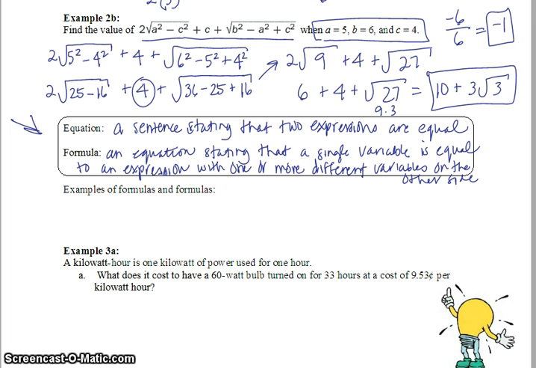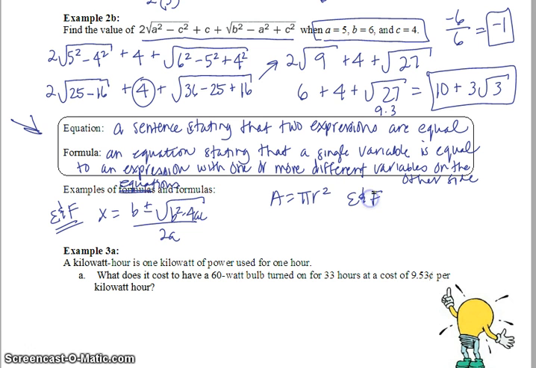Let's give some examples of equations and formulas. An example of an equation and a formula would be x equals negative b plus or minus the square root of b squared minus 4ac, all over 2a. That would be an equation and a formula, an e and an f. Another equation and a formula would be a equals pi r squared. That's an e and an f, an equation and a formula. Another one would be y equals 3x plus 4. That's an equation and a formula.